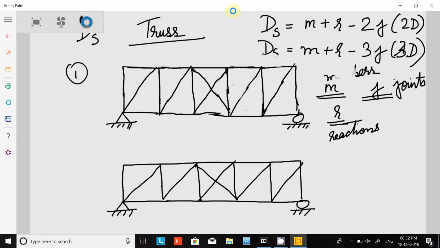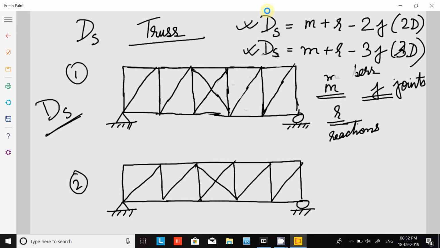Hello everyone. So today let us try to discuss how to calculate the degree of static indeterminacy of a truss. So here we have considered two truss members. A truss is a frame only, but it takes loads at the joints, and it is basically having a tendency of being a triangulated structure. Now for this truss, the formula is this one for 2D truss, and this is for 3D truss.